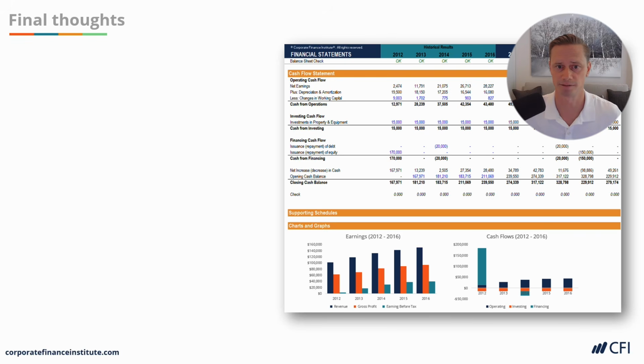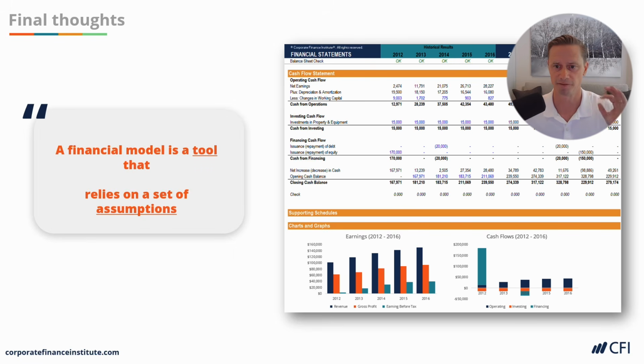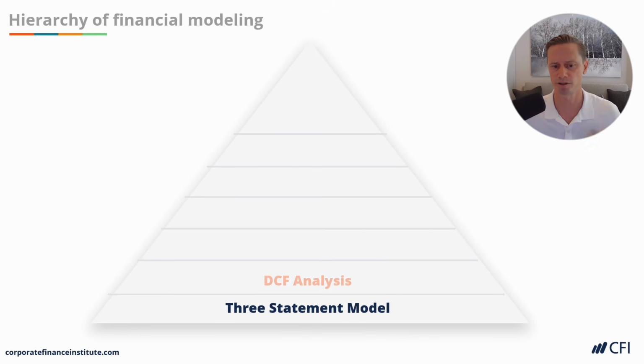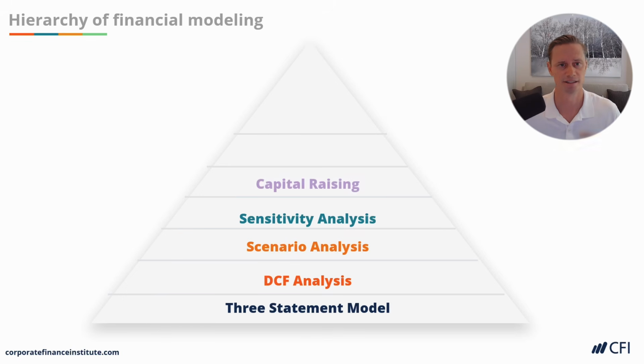I just want to leave you now with some final thoughts, which is that a financial model, or a 3-statement model specifically, is just a tool. It's only as good as the assumptions that go into it. Now, that tool has to be mathematically correct in that it has to be properly linked up. But once you've done that, it all becomes an exercise in making good assumptions. I also want to remind you that there's this hierarchy of financial models. We've just started with the basic 3-statement. I encourage you to layer on DCF, scenario, sensitivity, capital structure, M&A, and LBO.